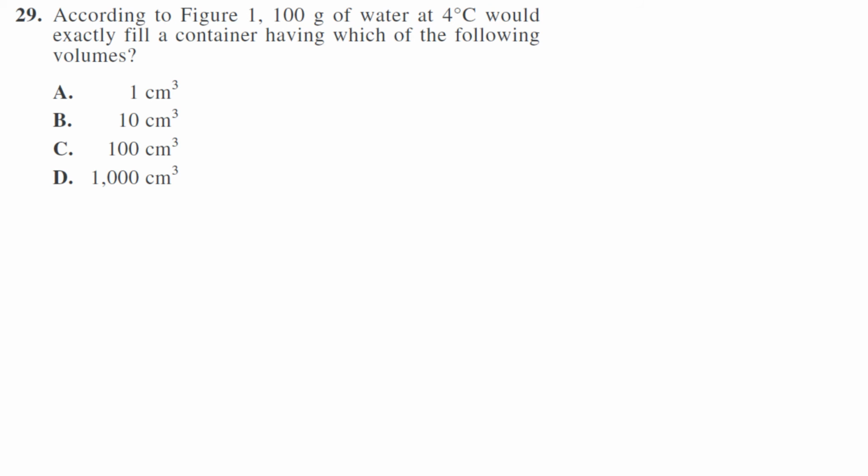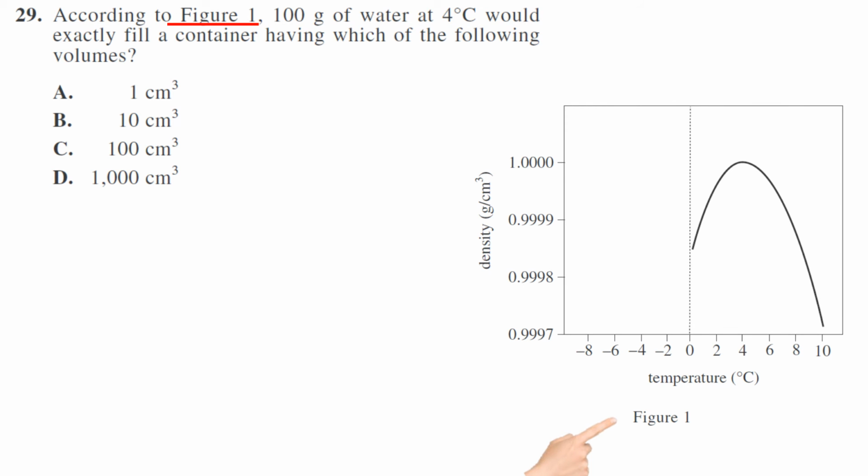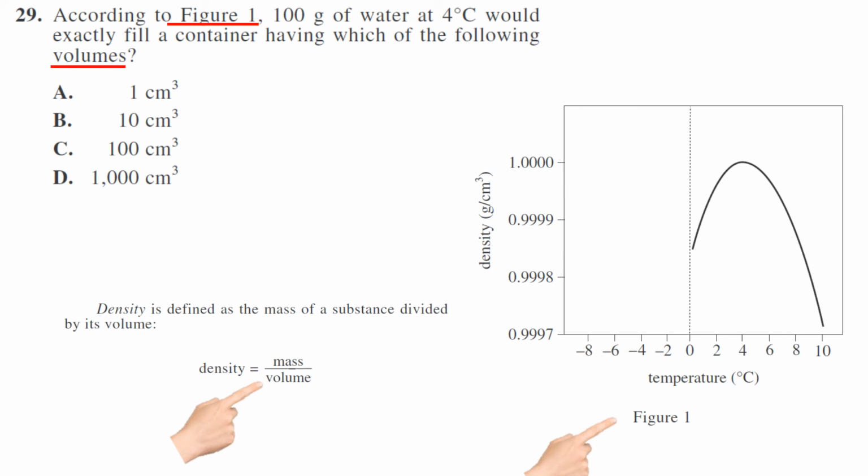This is a little bit of a tricky question, so let's break it down. According to figure 1, so put your finger on figure 1, 100 grams of water at 4 degrees Celsius would exactly fill a container having which of the following volumes? I don't see volume anywhere in figure 1, so where is volume? Well, if we look at the passage, we see density is defined as mass divided by volume. So now we can find the answer using the formula.